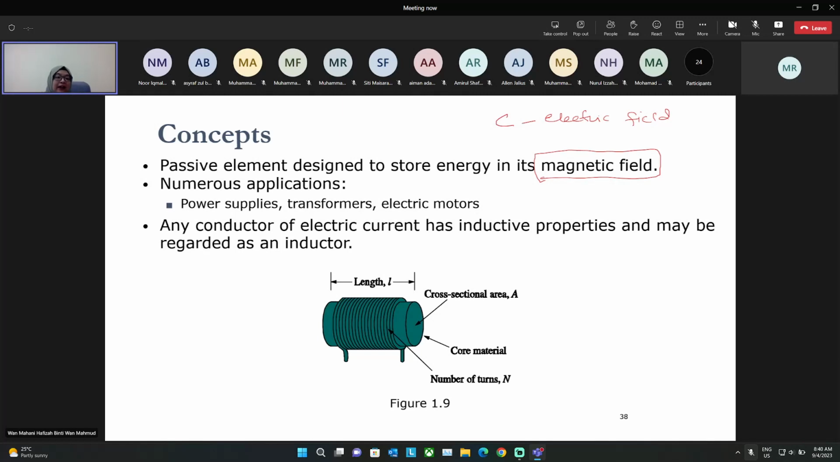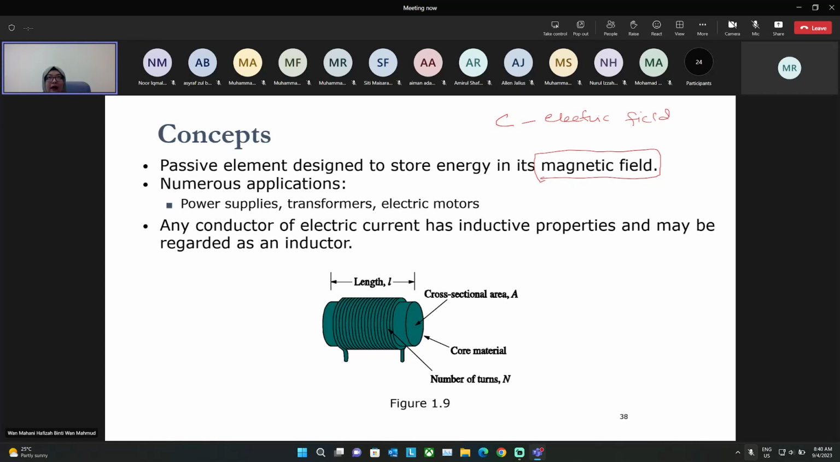Explain the difference between capacitor and inductor. So you know lah the difference between these two, dia elemen penyimpan tenaga, tapi capacitor simpan dalam electric field, inductor simpan dalam magnetic field. Application dia numerous lah, banyak dalam power supply, transformers, electric motors, macam-macam lagi. And we can consider any conductor of electric current has inductive properties and may be regarded as inductor.